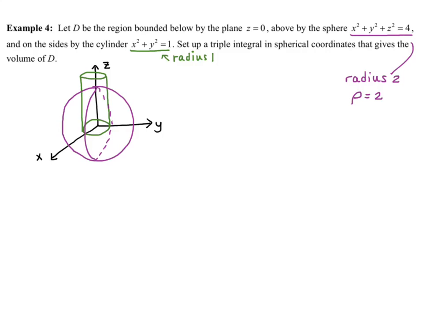So if I graph those in 3 dimensions, I have my cylinder with radius 1 and my sphere with radius 2. What I'm looking at is this shaded region that's inside the cylinder and capped on the top by the sphere. So this cylinder has a flat base on the z equals 0 xy plane, and it has this spherical cap on the top.